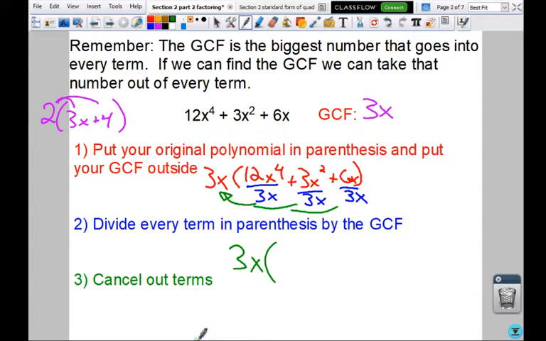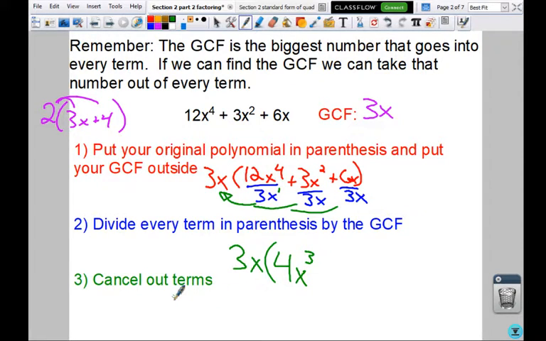And Lucas, you talked about it before. 12 divided by 3 is? Yeah, 4, you said 4. But then I have x to the 4 over x. What are we doing when we divide? Yeah, minus. We are minusing our exponents. This is really 3x to the 1. So x to the 4 minus 1 is really x to the 3.